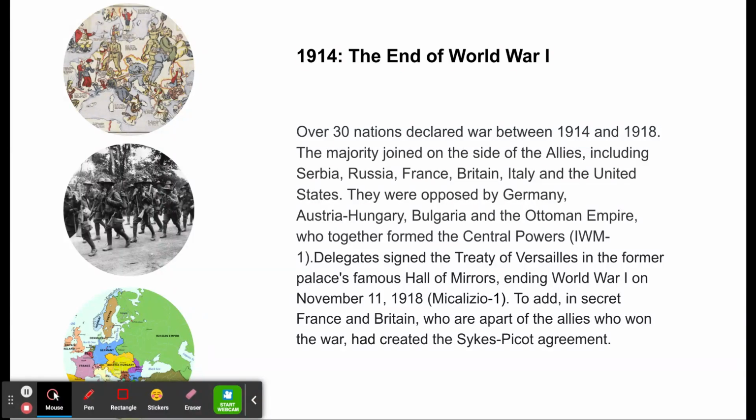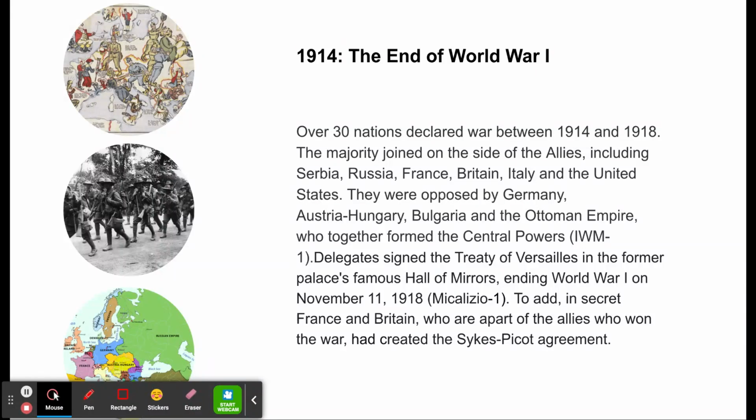1914, the end of World War One. Over 30 nations declared war between 1914 and 1918. The majority joined on the side of the Allies, including Serbia, Russia, France, Britain, Italy, and the United States. They were opposed by Germany, Austria Hungary, Bulgaria, and the Ottoman Empire, who together formed the Central Powers.